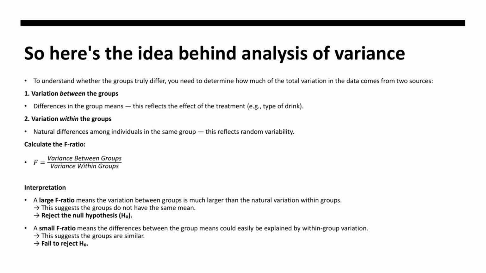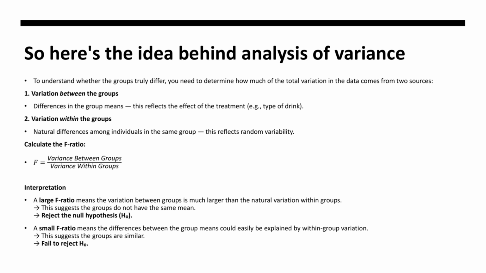ANOVA tells us that this total variation comes from two main sources. The first source is variation between the groups. This refers to differences in the group means. In our beverage example, this means, do people who drink water have a different average reaction time than those who drink juice or coffee? This type of variation reflects the effect of the treatment, in our case, the type of drink.